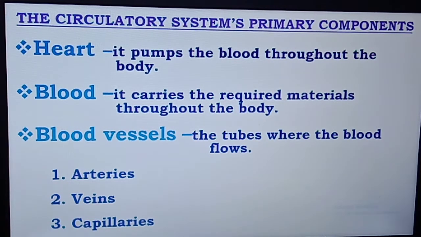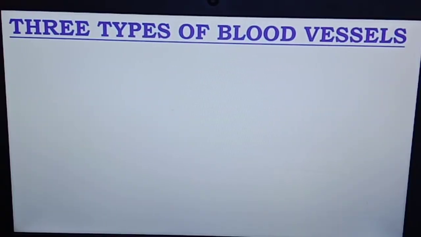Each of these blood vessels has a distinct function. Arteries carry blood away from the heart to other parts of the body. Veins carry blood returning to the heart. Capillaries carry blood between arteries and veins, and these are the site where the exchange of substances between the blood and interstitial fluid happens. So now, let us proceed to the structure of the three types of blood vessels.